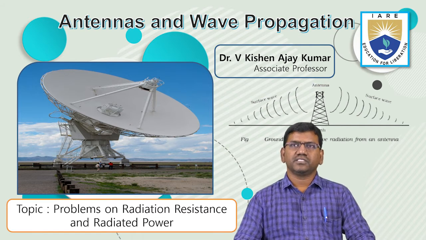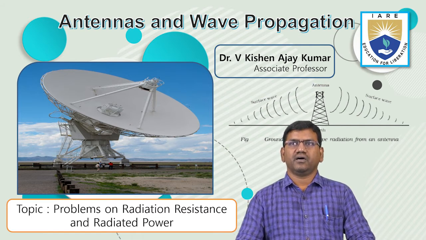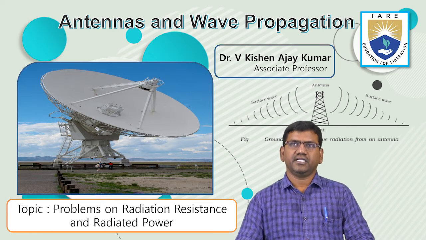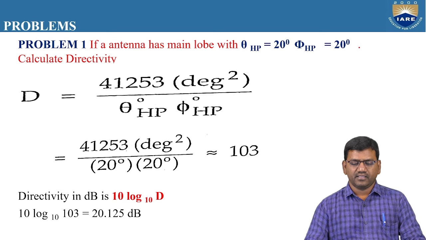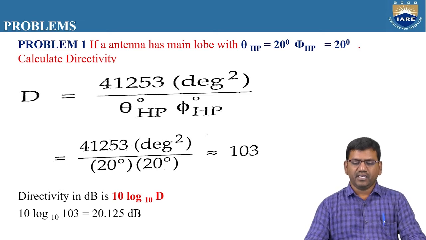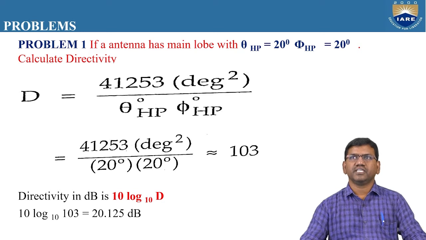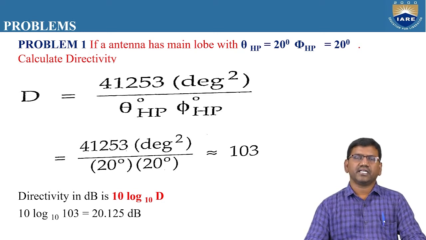And today we are going to discuss the topic problems on radiation resistance and the radiated power. Let us see the first problem. If an antenna has a main lobe with theta HP equal to 20 degrees and phi HP equal to 20 degrees, calculate the directivity.